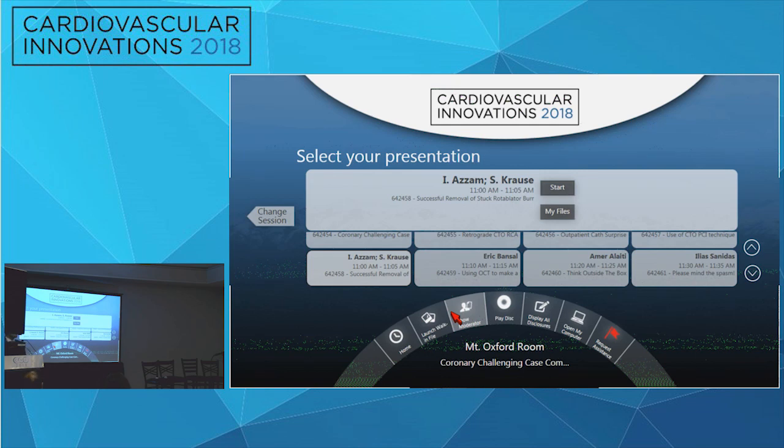How did you get the 8 French sheath in the groin? Because that can be tough too. Well, I telescoped way too many things. I had to cut a guide and use that as your dilator. Exactly. They didn't teach you that in Miami. No. Very good, very creative and very successful.